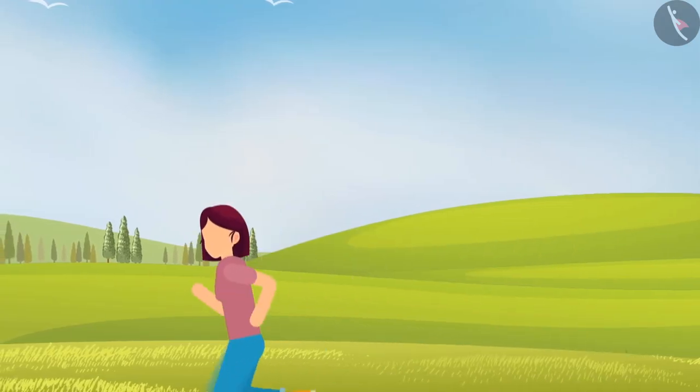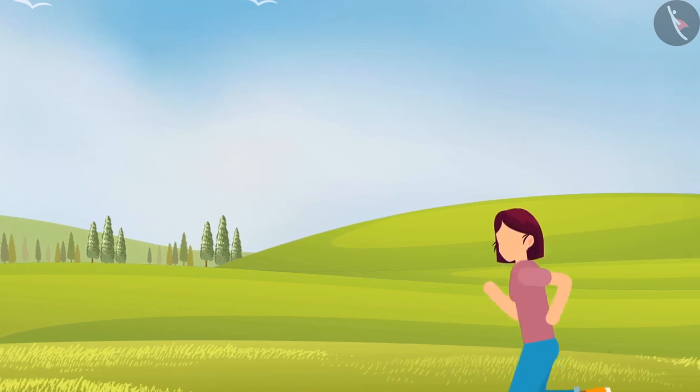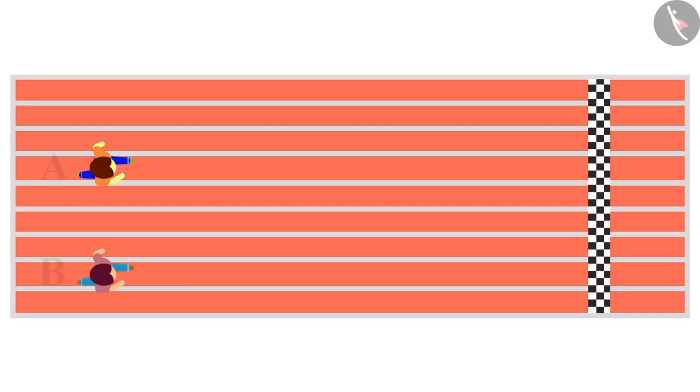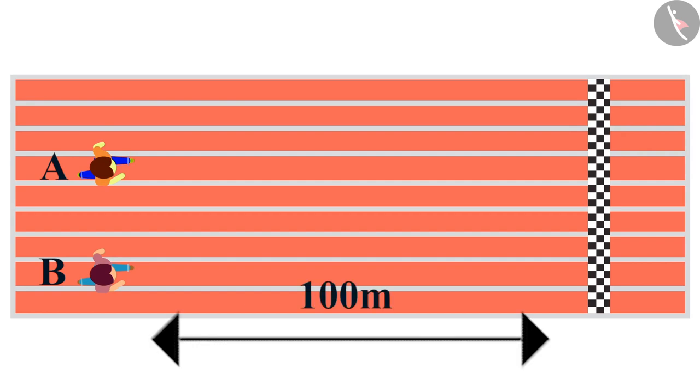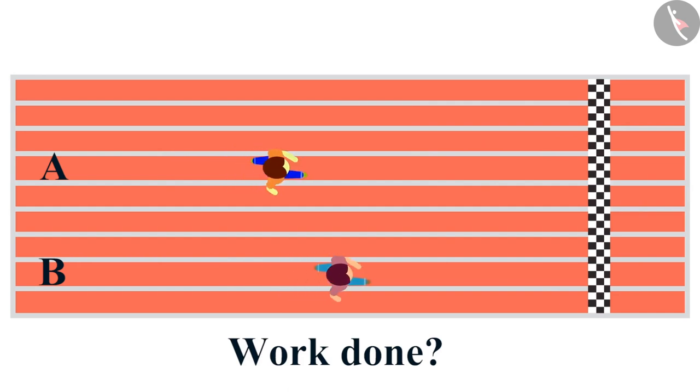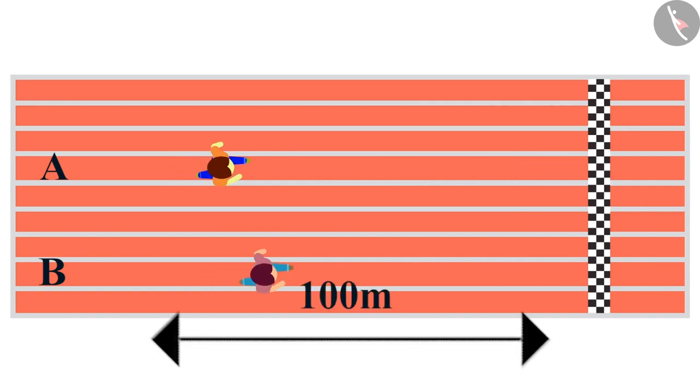Now, let us have a look at a simple activity to understand how the rate of doing work varies for everyone. Suppose two athletes A and B decided to take part in a 100-meter race. Both are of the same age and have the same weight. A completed the race in 25 seconds and B completed the race in 20 seconds. What do you think is the work done by both A and B? Same work is done by both A and B, but B takes less time than A to complete the same work.